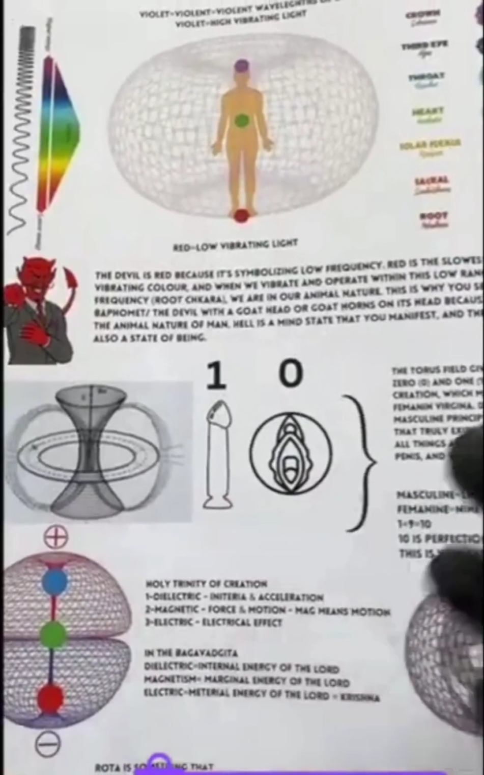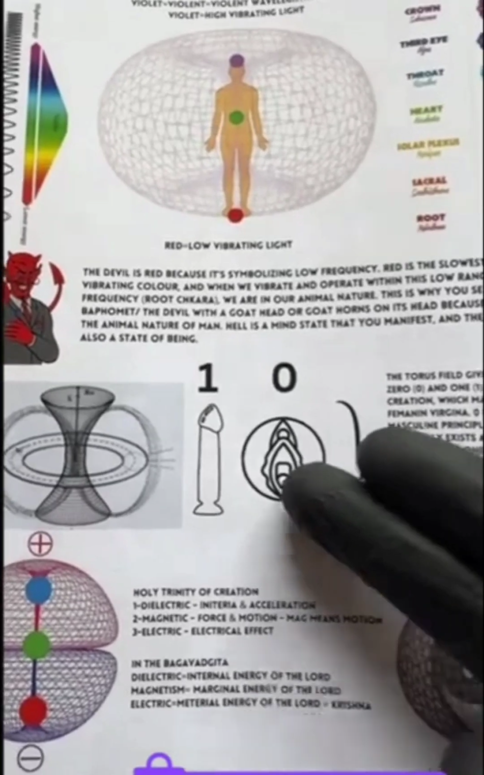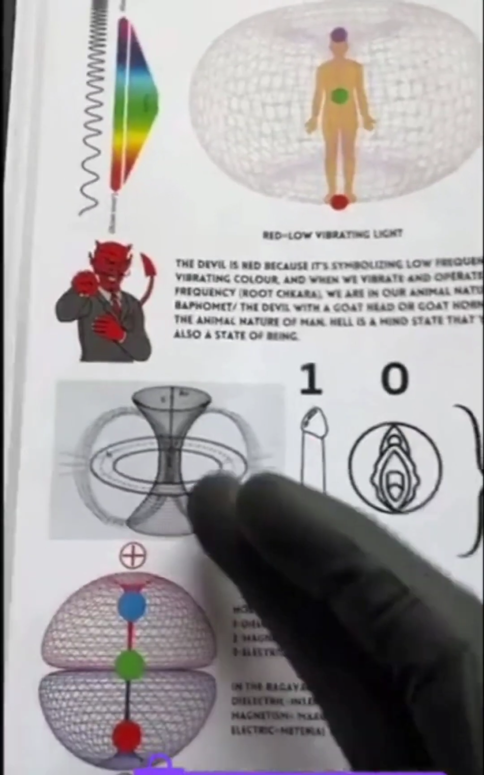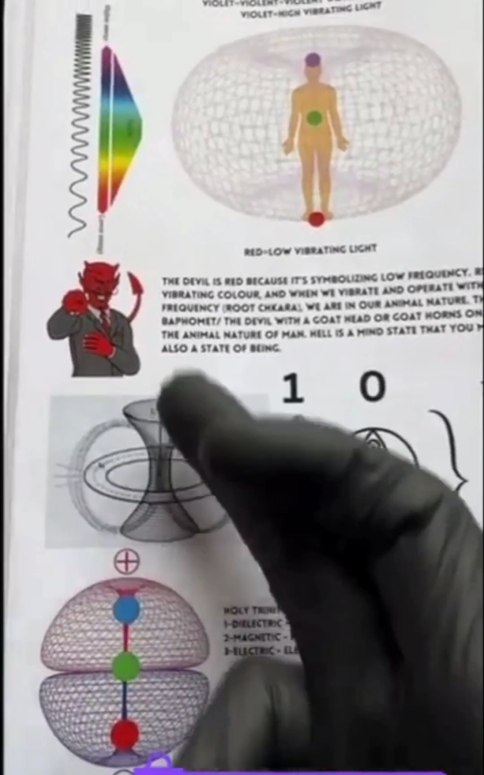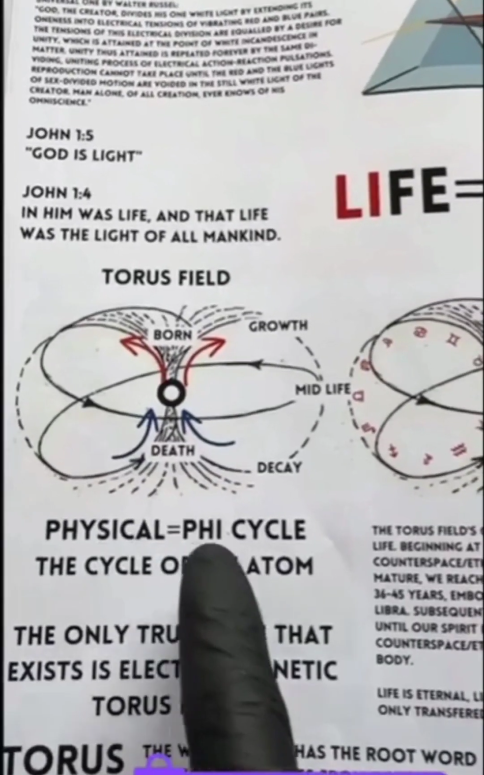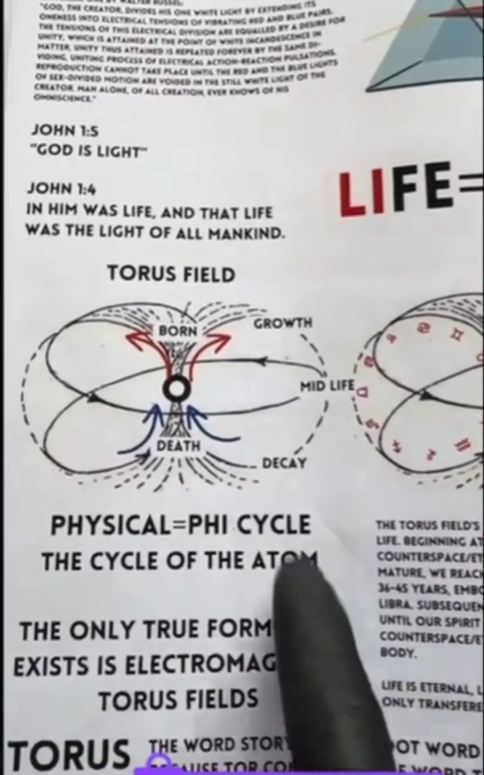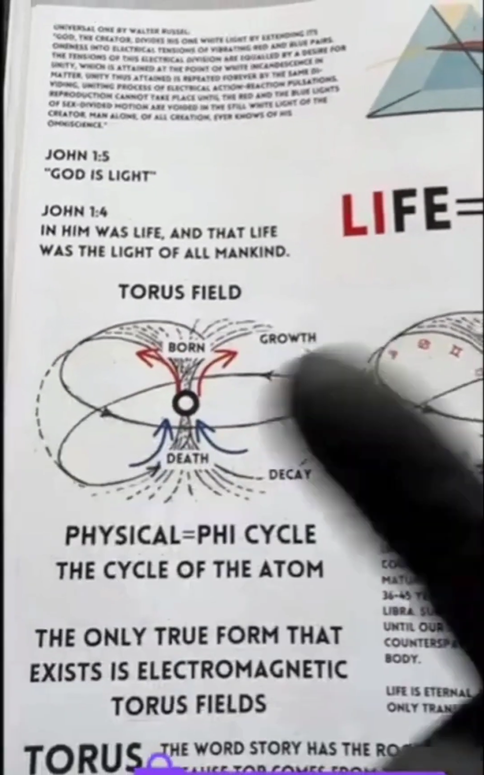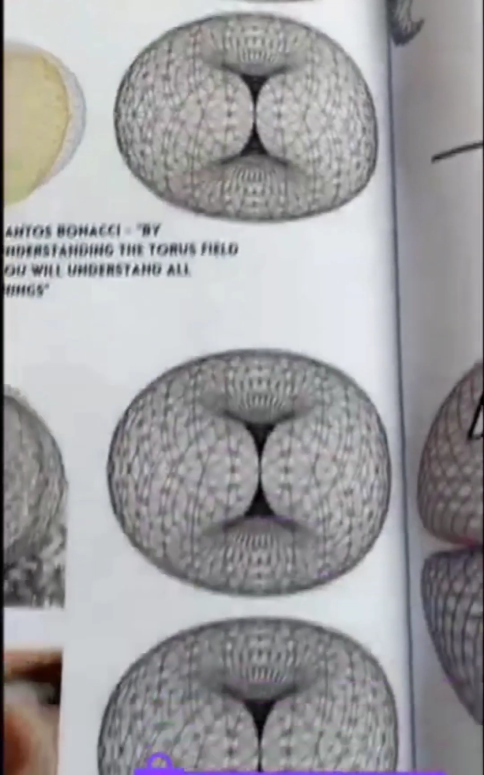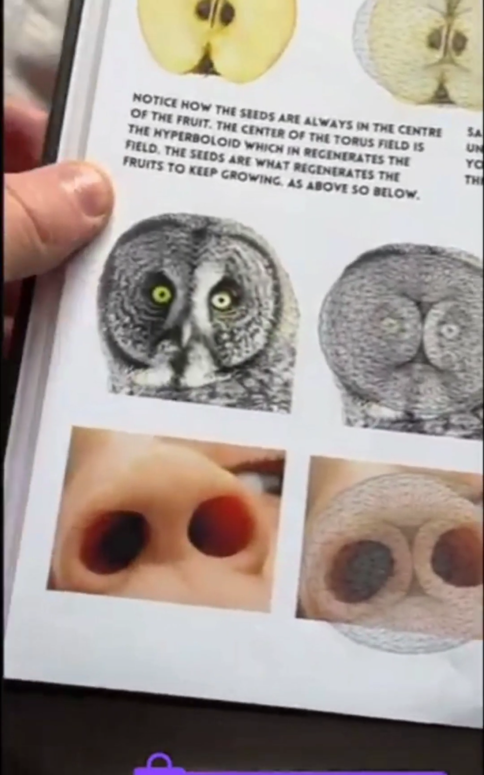0 and 1, the binary code of all creation. 0, the cosmic womb. 1 is the action-taking force. Male and female come from the torus field. 0 and 1. The phi symbol is the torus field. Physical is the phi cycle, the cycle of the atom, which is a torus field. Day and night, we live in cycles. If you open your eyes, you will see magnetism in every aspect of creation.